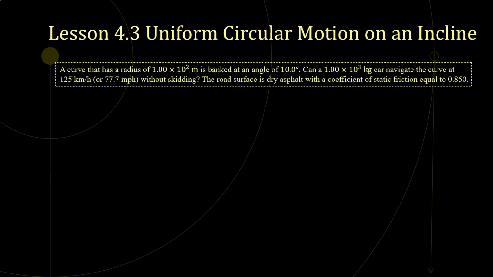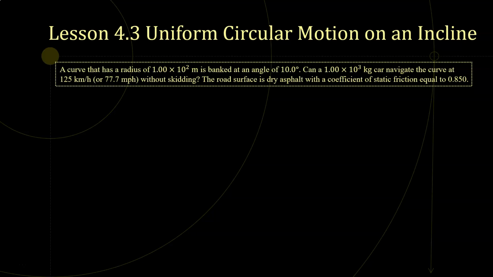Just initially, I'm looking at this problem. 100 meters isn't really that big of a radius for a curve when you're driving in a car. And 10 degrees is a very, very small incline for a banked curve. So my initial thought here is that this car is going to go skidding off the roadway, because there's no way it'll make the curve with that speed and that tiny bank incline.